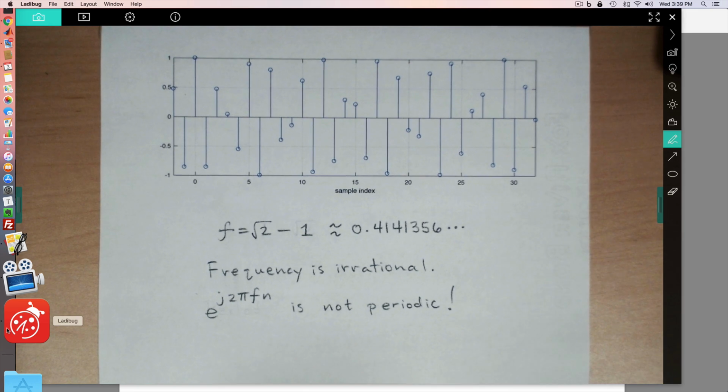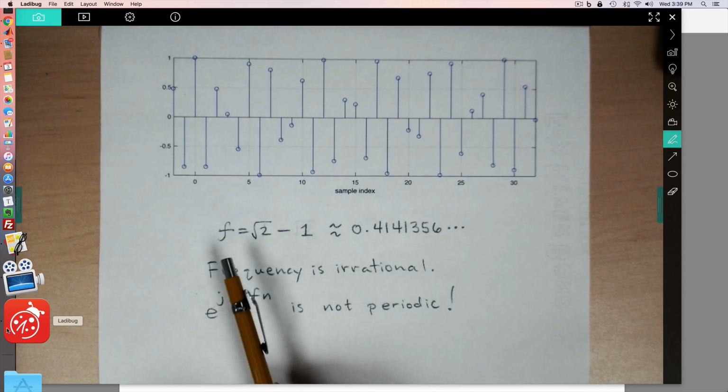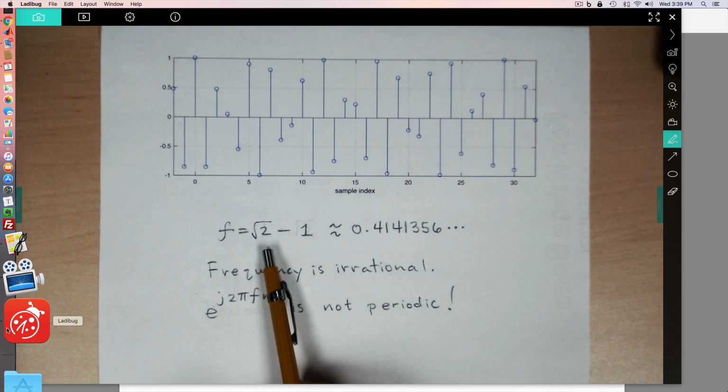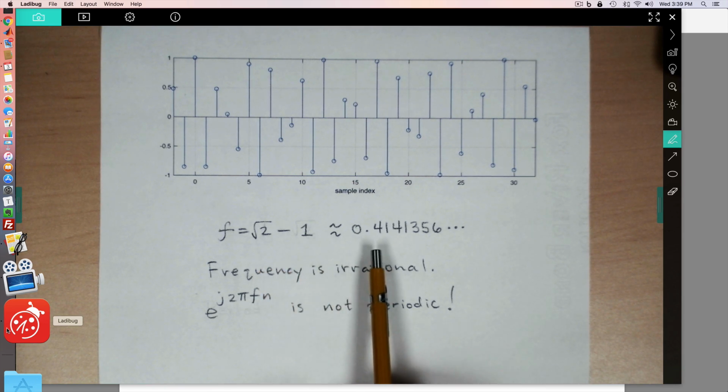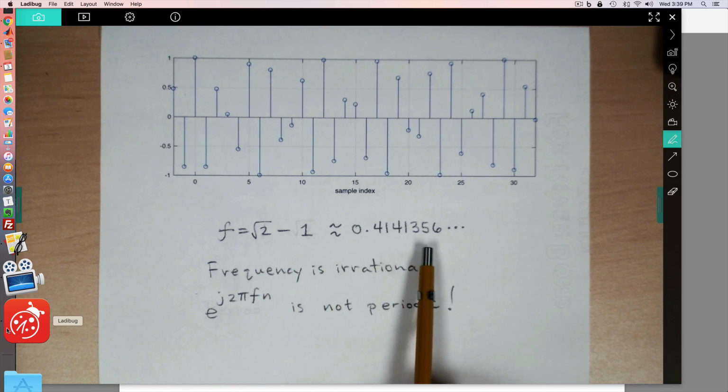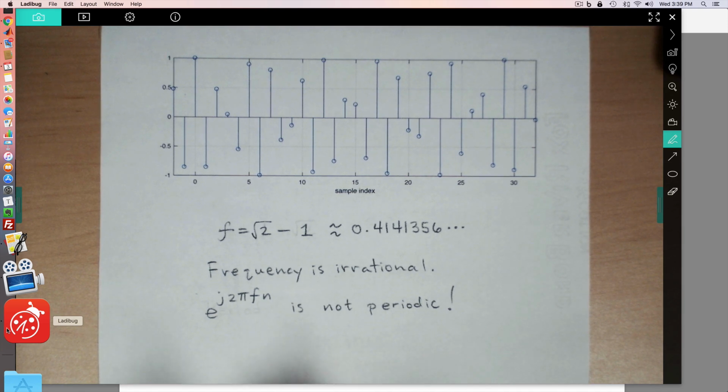Here is a sequence, the real part of a complex exponential, and its frequency is equal to the square root of 2 minus 1. Now the square root of 2 is about 1.414. I subtracted 1 from that, and I get this number here. It's an irrational number. Because the frequency is irrational, this sequence is not periodic. It never repeats. It does not have a period.